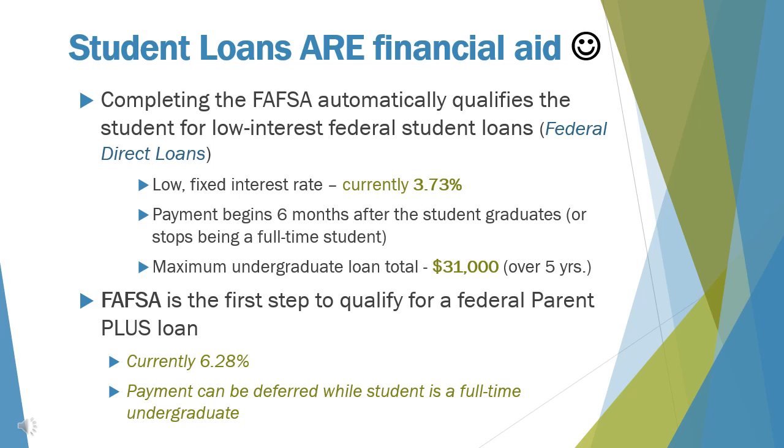When a student completes the FAFSA, they automatically qualify for low-interest federal direct loans. The current interest rate for these loans is 3.73%, and this interest rate can change from year to year. Repayment of these loans starts 6 months after a student graduates or after they stop being a full-time student.